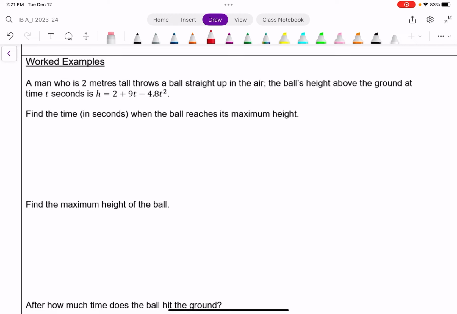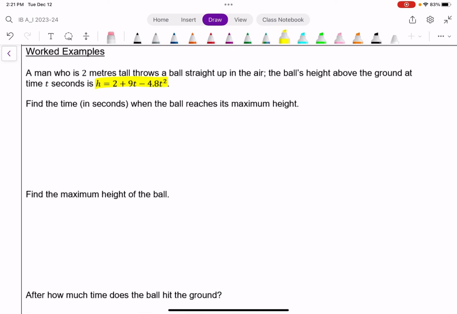Looking at some basics of physics here, a man who is 2 meters tall throws a ball straight up in the air. The ball's height above the ground at time t seconds is h equals 2 plus 9t minus 4.8t squared. This being a quadratic function, we're asked to do a few standard questions based on this. First, what's the time in seconds it takes for the ball to reach its maximum height? Followed by, what is that maximum height?